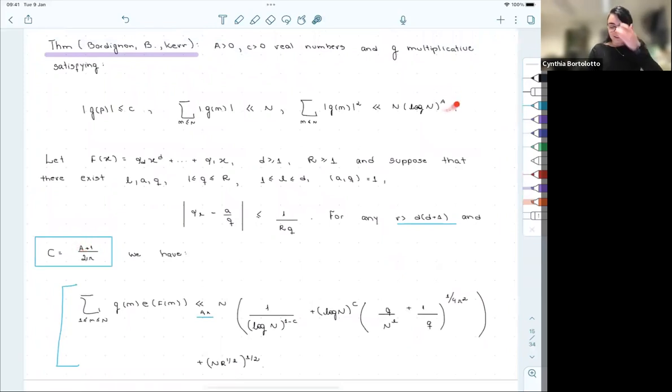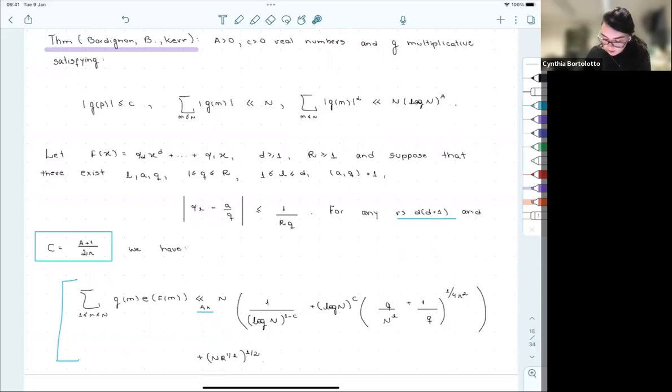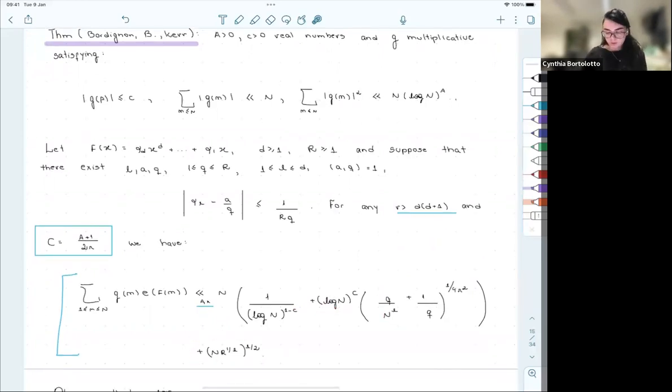And also this A here, it's something that we cannot prove is optimal. The counterexamples that we used to show that this n divided by log n is optimal don't work here. But we have this factor here. And then we have this ugly expression: log of n to the c times q divided by n to the l, plus 1 over q to this power here, 1 over 4 r squared, plus this term here.